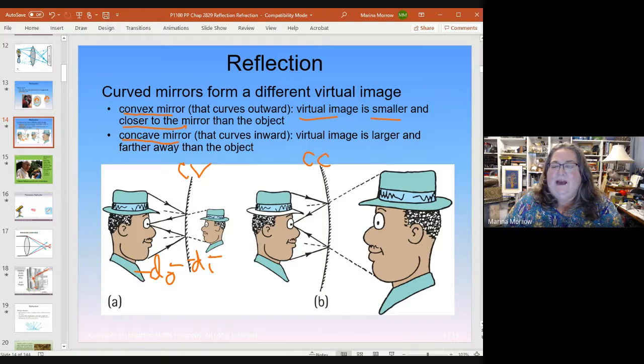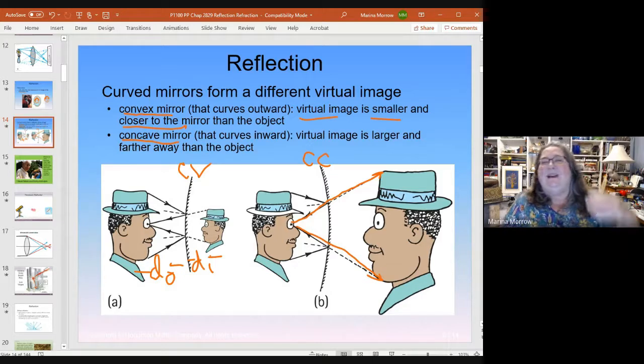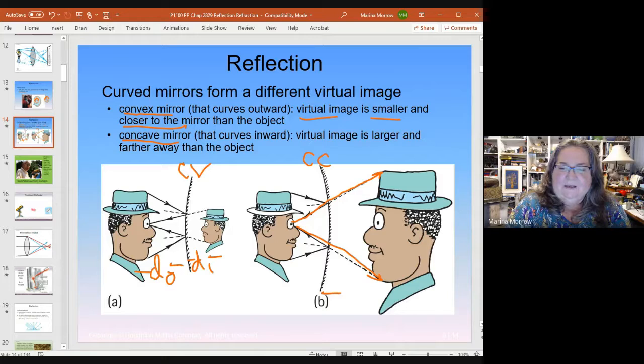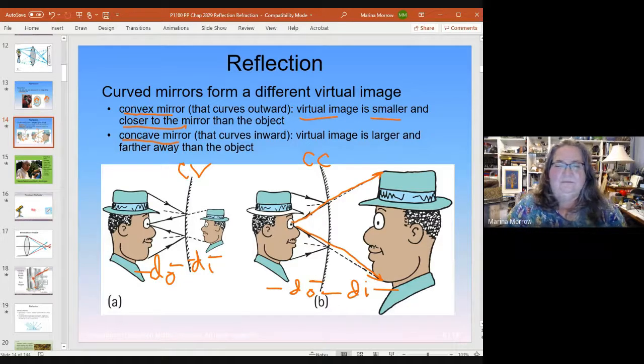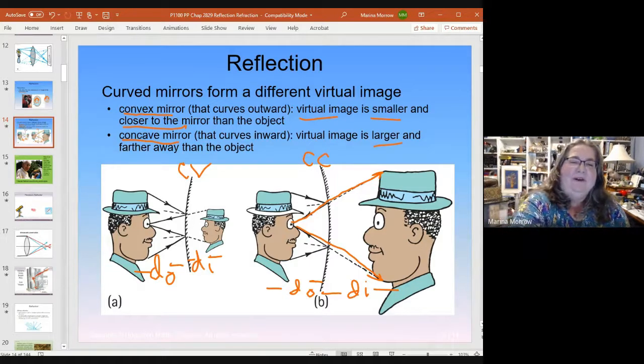And for the concave mirror, what happens is its mirror is tilting towards you. And so the beams of light get tilted towards your eyes, and that pushes them outward like this so that you see it as a larger image. So in this case, the image distance is greater than the object distance. So larger and farther away.